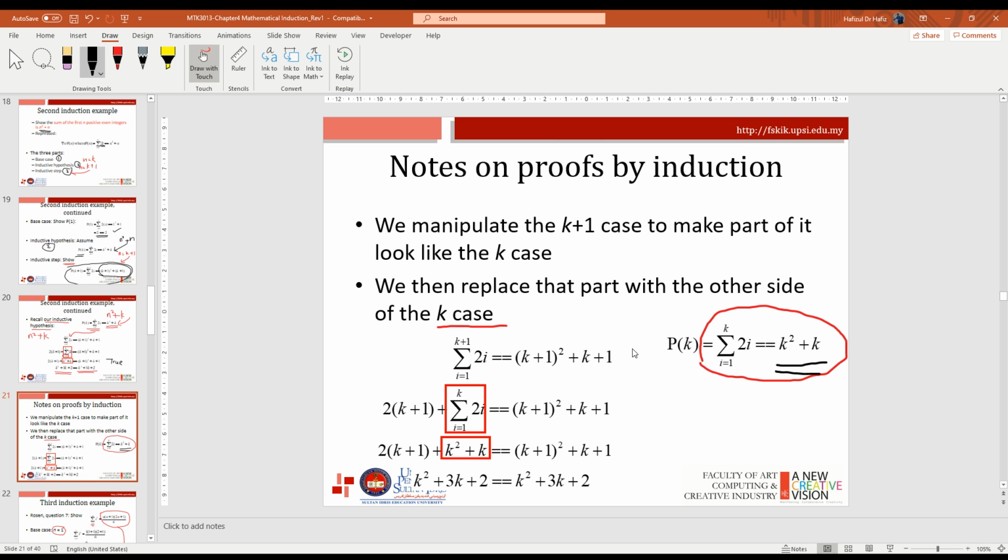Okay, another thing for the proof of induction: we manipulate the k plus 1 case to make part of it look like the case of k. So we replace the part with the other side of the k case. Okay, here we can replace. We replace this one by k power of 2 plus k. This one we bring here. Okay, we replace.